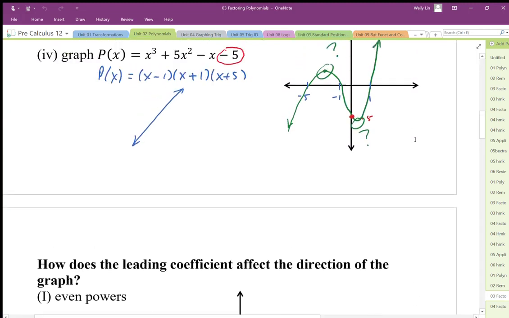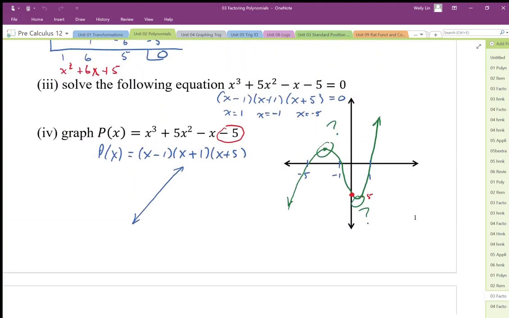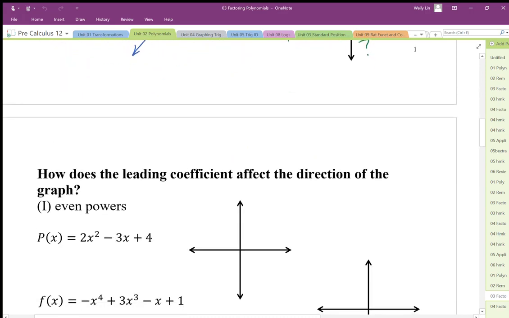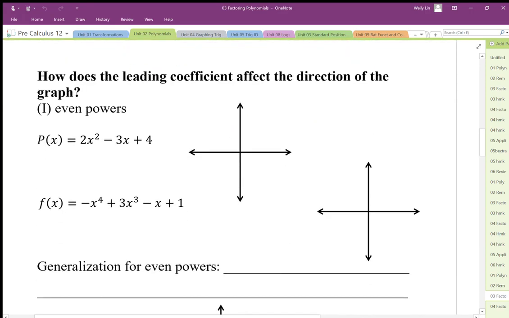How does the leading coefficient affect the graph? So in this case, I said the leading coefficient is positive, and it gives us this kind of positive slope. Okay, but that only works for odd powers. So what about even powers? What do we know about the leading coefficient being positive for even powers?